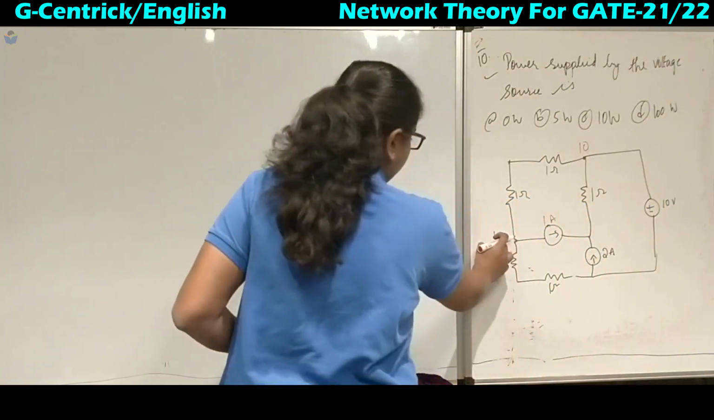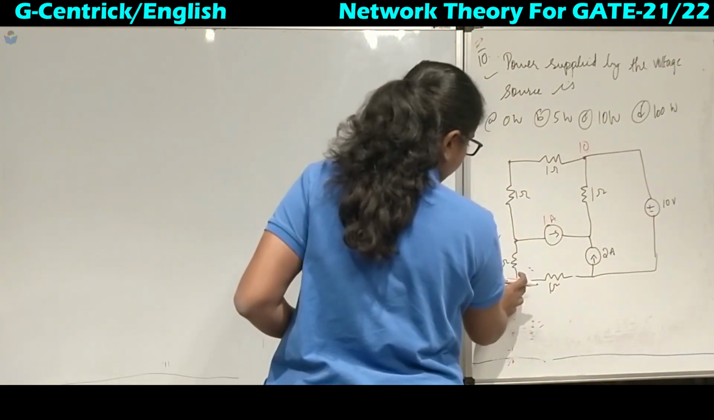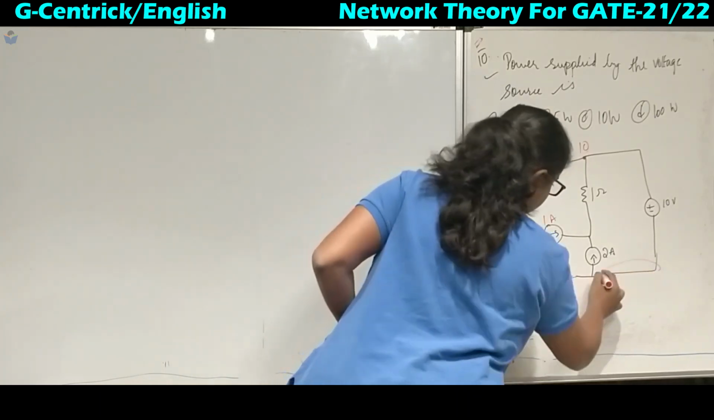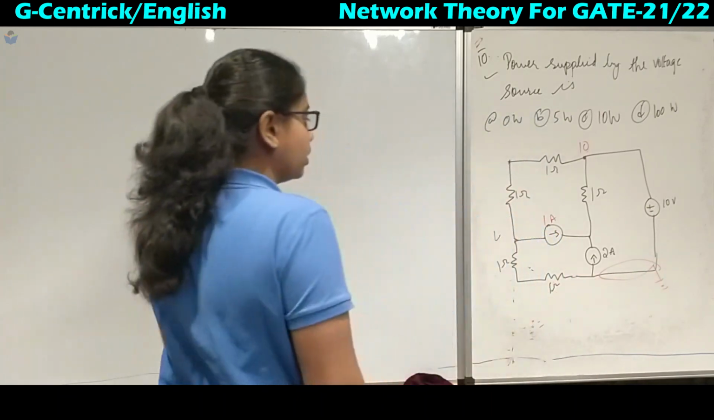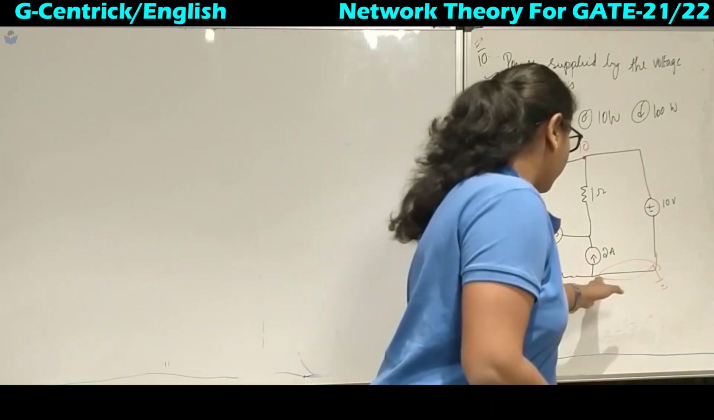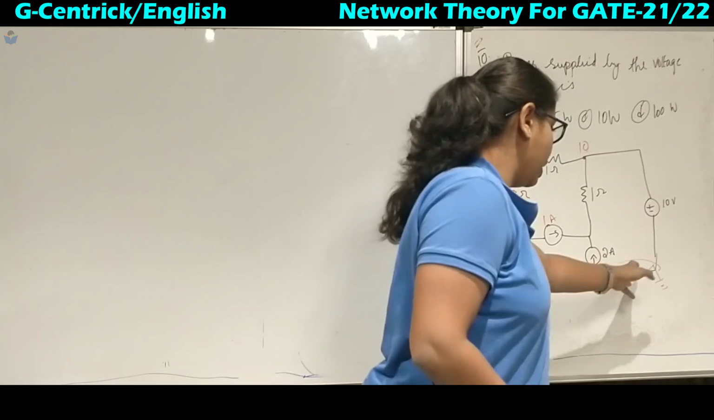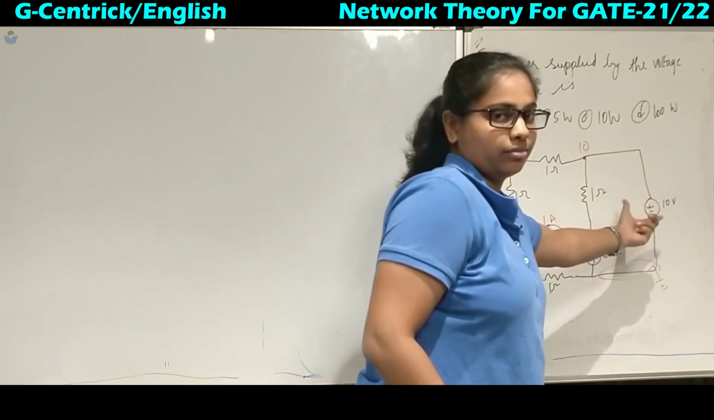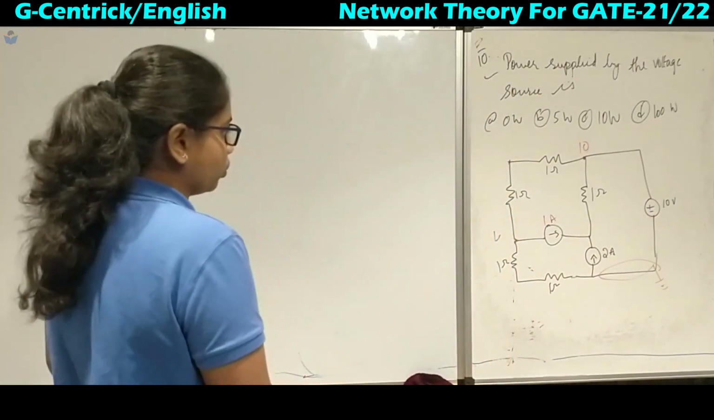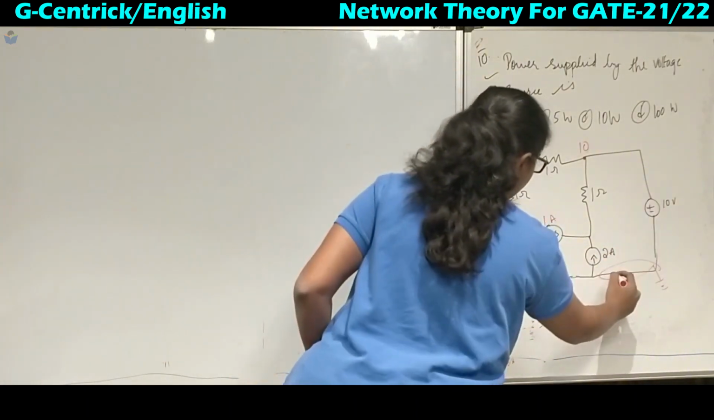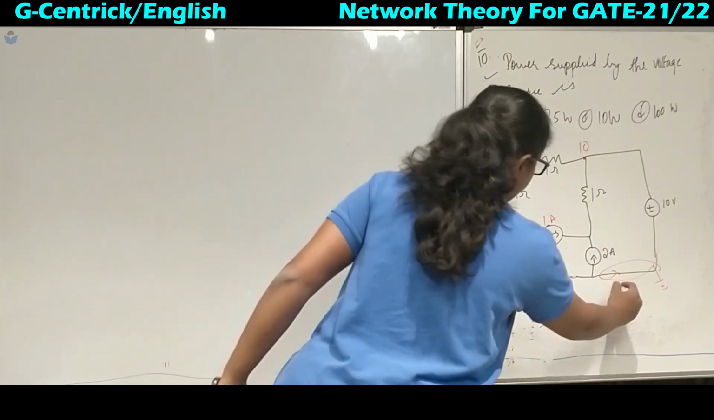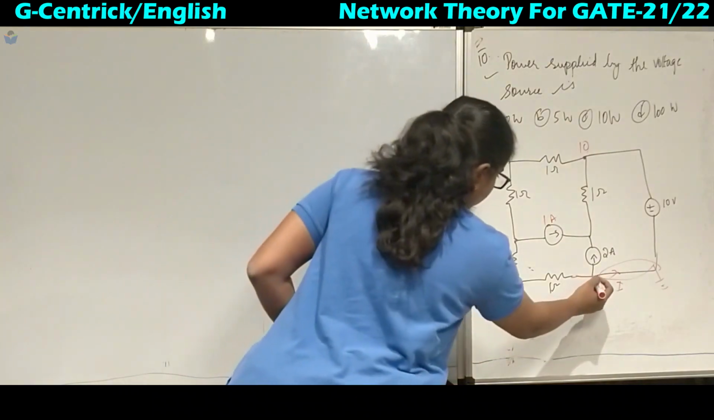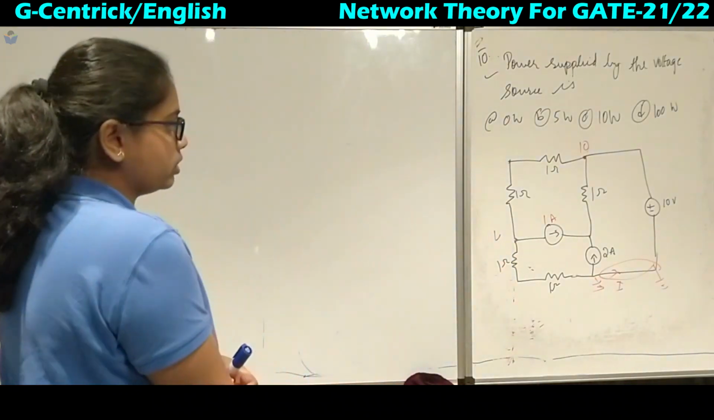Once we know this node voltage, then we can find the current in this branch. Once we know the current in this branch, then we can apply the KCL at this node and find the current in the 10 volt voltage source. When we find that, we can find the power supplied by that voltage source. Power supplied means it has to be in the same direction. So let this current be I. Now this is the reference node.